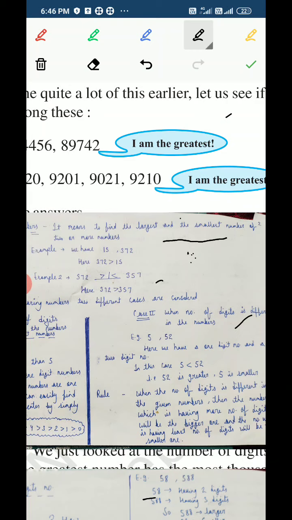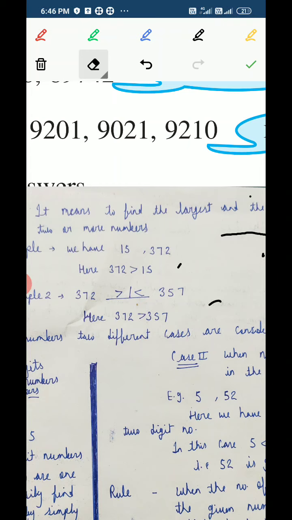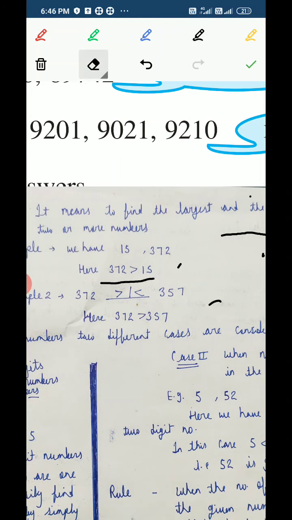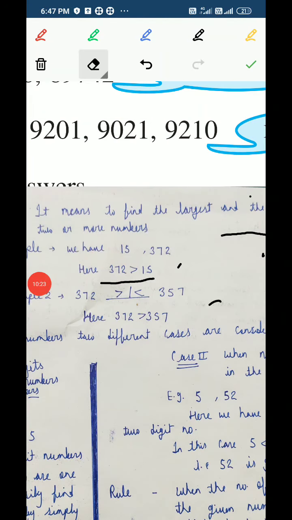For example, we have two numbers, 15 and 372. We can see very well that here 15 is a 2-digit number and 372 is a 3-digit number. So in this case, obviously we all can say very easily that 372 will be greater than 15. So, let's take another example. We have two numbers, 372 and 357. Now we have to tell which number is greater, 372 or 357.